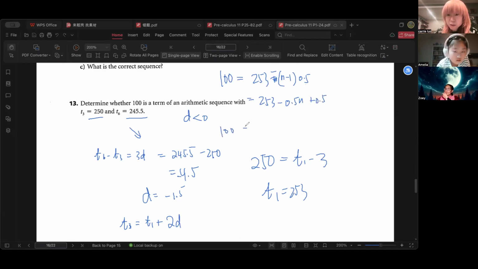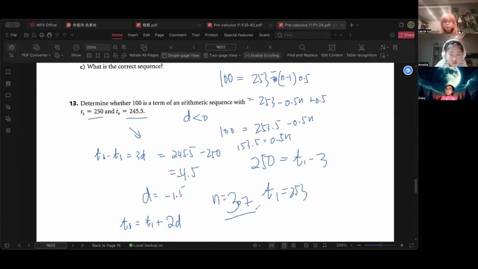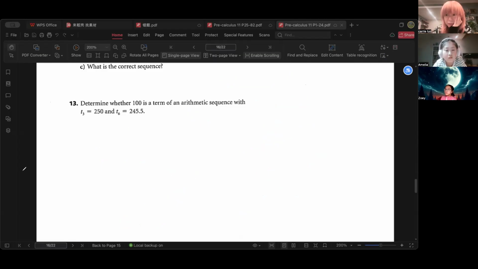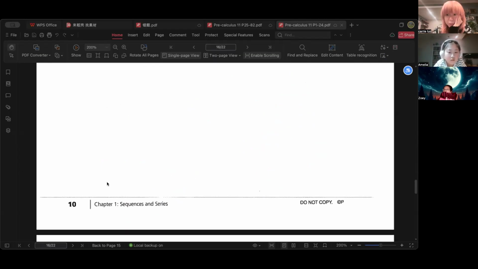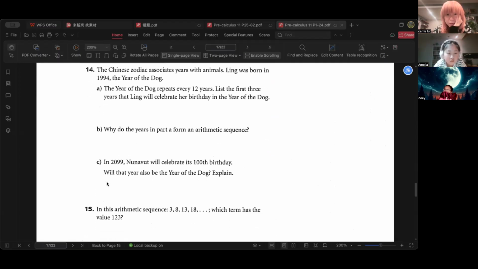So 100 equals 254.5 minus 1.5n, correct? So 154.5 equals 1.5n, so n equals what? 103. So 100 is one term of them. Yeah. Correct? Amelia, understand? Okay, so the calculation is a little bit complicated, but that's the same thing, okay?